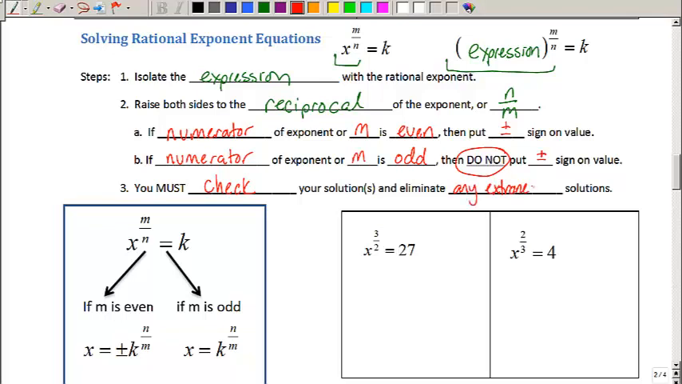Next, you must check your solutions and eliminate any extraneous solution. Extraneous means that the solution that you got did not work. See that word extra in extraneous? That means the solution was not valid.